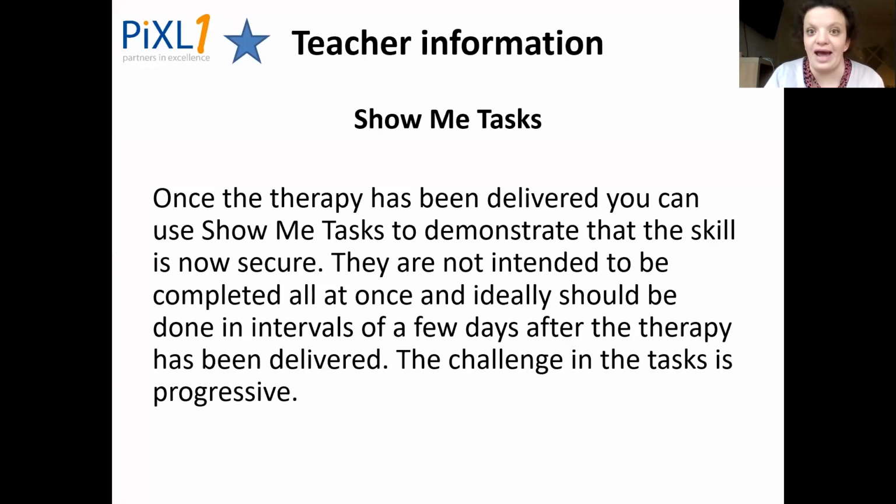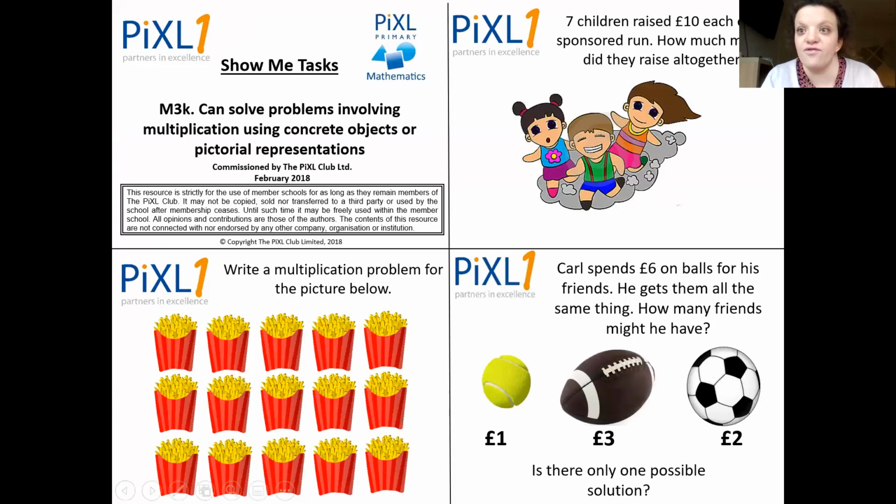Right, now you're going to have a go at the show me tasks. So we've got 3 problems you're going to solve, and then you can send your answers to year 2 at thepalmeracademy.com. So 7 children raised £10 each on a sponsored run. How much money did they raise altogether? So work it out and write the number sentence as well.